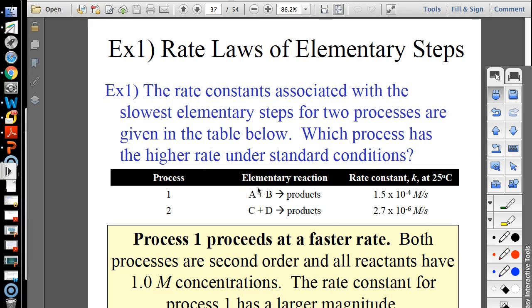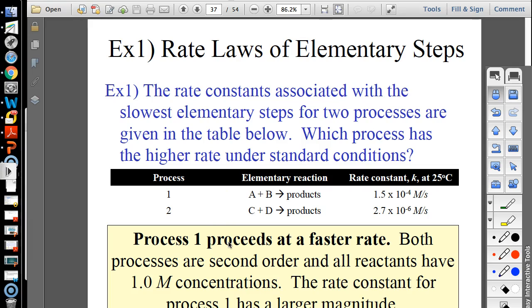These are elementary steps. So this is second order and this is second order, because this has a coefficient of 1 and this has a coefficient of 1. Okay, so the rate laws are going to be the same for them, and so the only difference is going to be the K. Do you follow me on that?